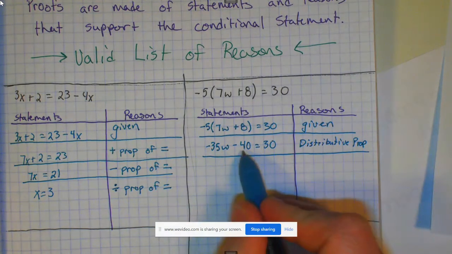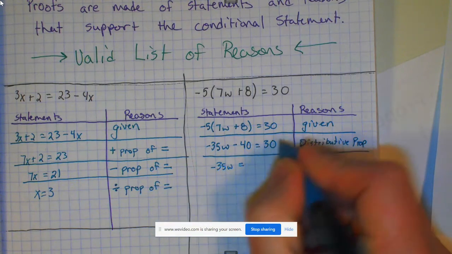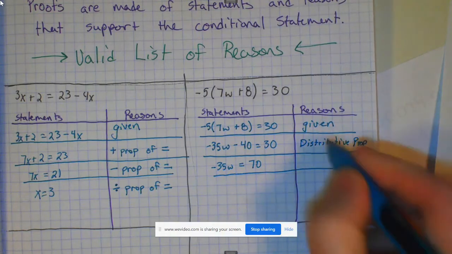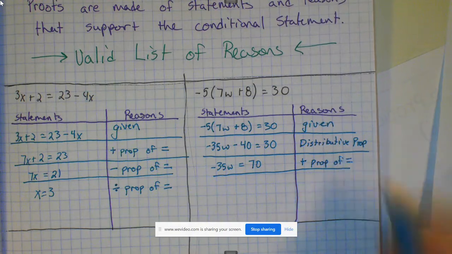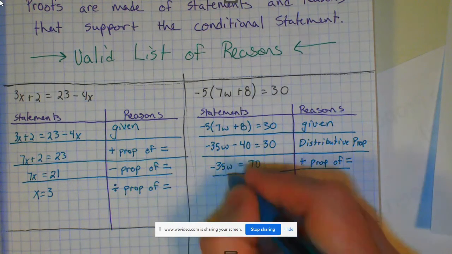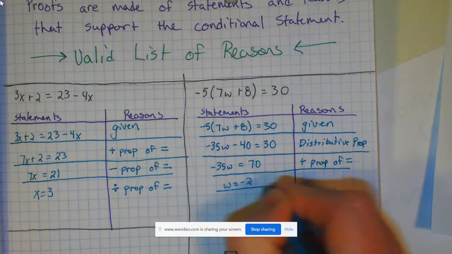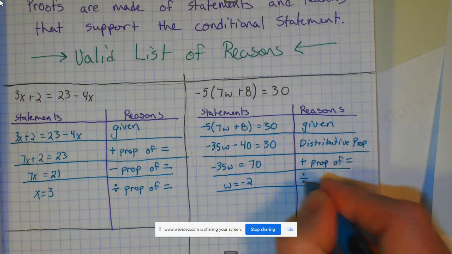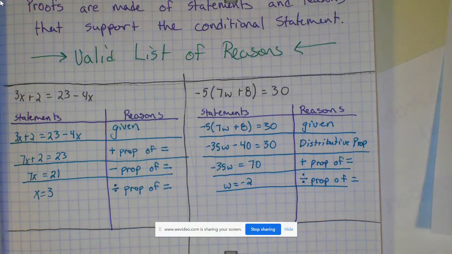Okay, and then we're going to add 40 to both sides. So I have -35W equals 30 plus 40 is 70. And we added a number to both sides, so that's the addition property of equality. And then our last step, we're going to divide by -35. So 70 divided by -35 is -2. And since I divided both sides by the same thing, that is the division property of equality. And we're done. We have what W equals.